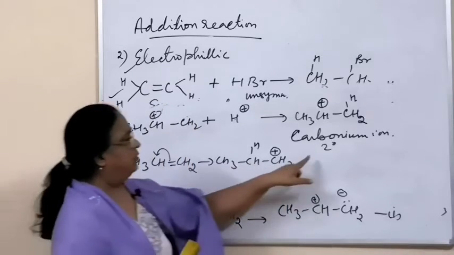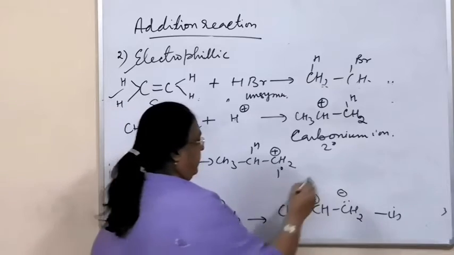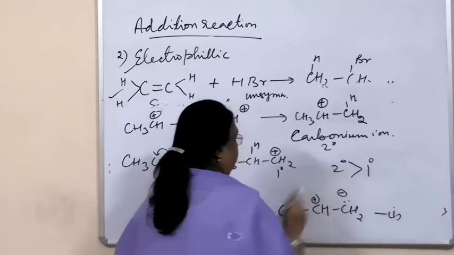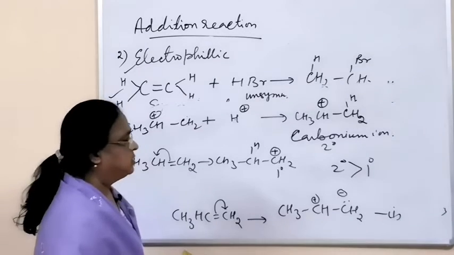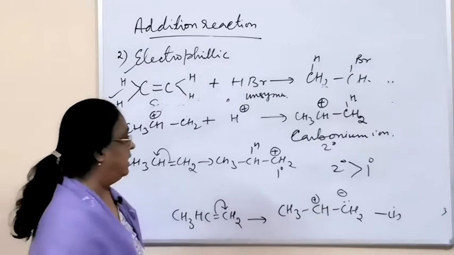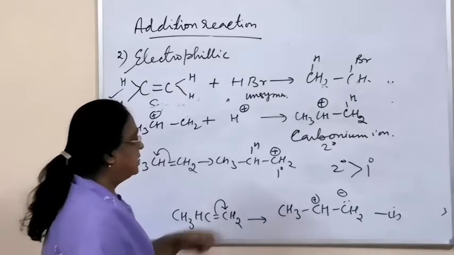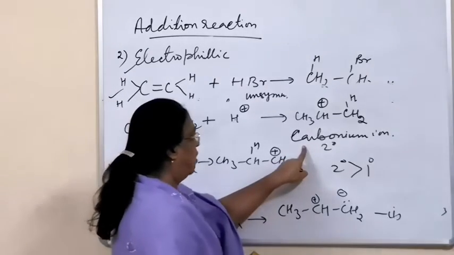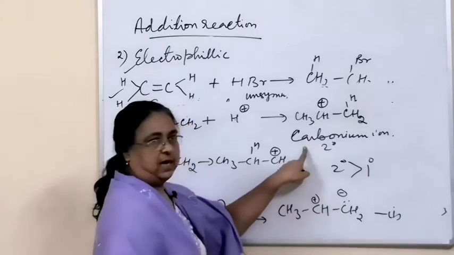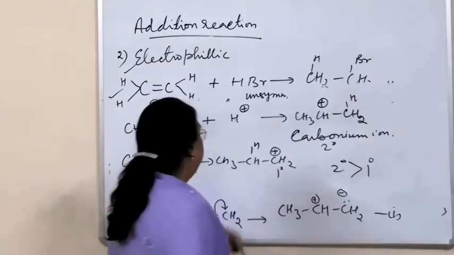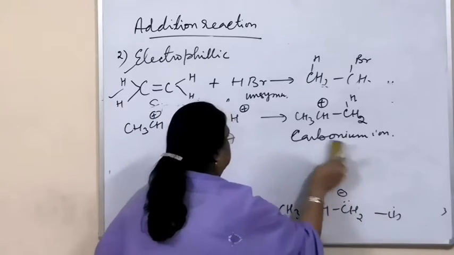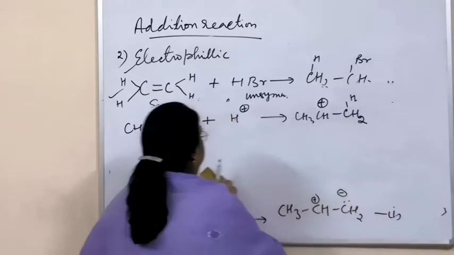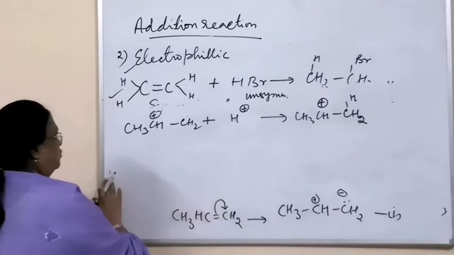So secondary carbonium ion you have studied is more stable than primary carbonium ion you have studied earlier, and any species which is more stable will stay for a longer time in the reaction system. So here secondary carbonium ion will stay for a longer time, so reaction mechanism will be favored by this, and that's why electrophile attacks first, and hence this reaction is called electrophilic substitution reaction.